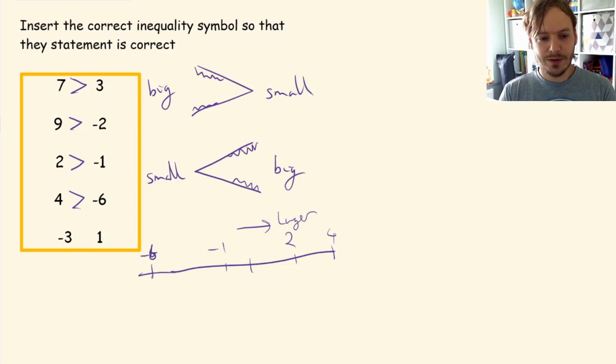And the final one, -3 and 1. 1 is the larger of the numbers this time, so my symbol goes in the other direction. -3 is less than 1. It's a fairly straightforward thing to do. You just need to remember which way around the symbol needs to go.